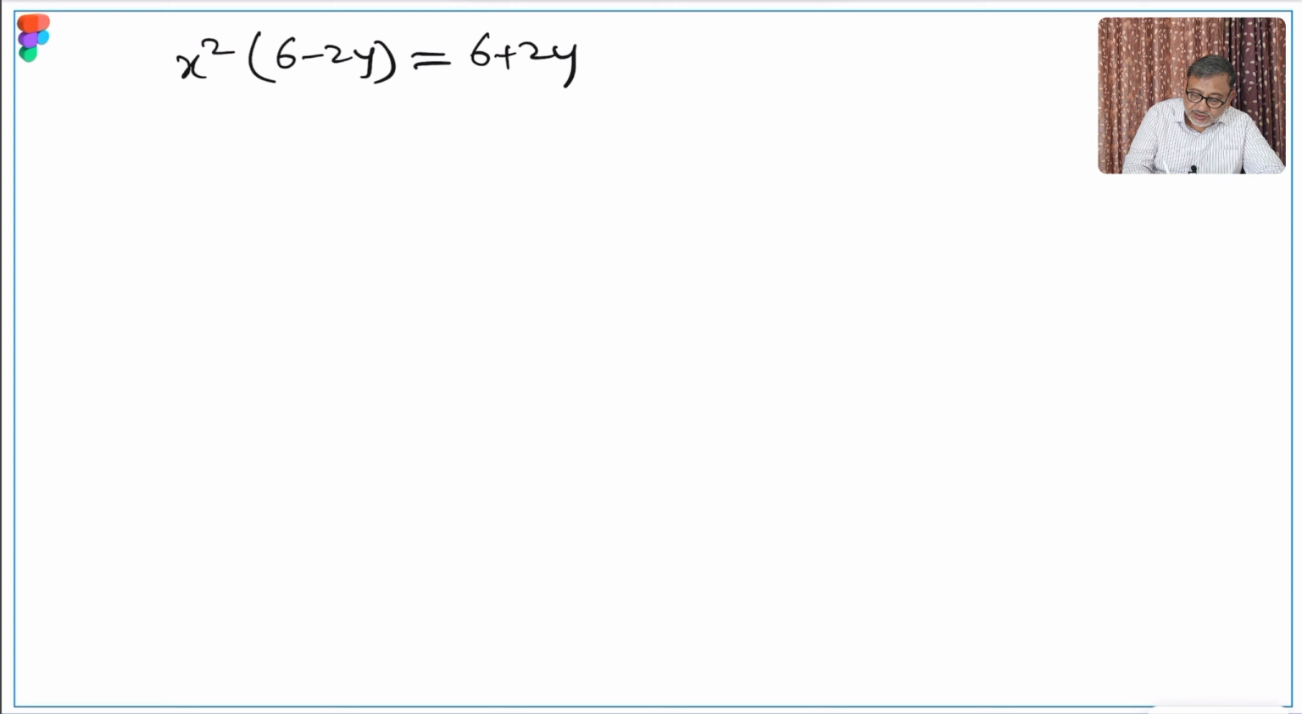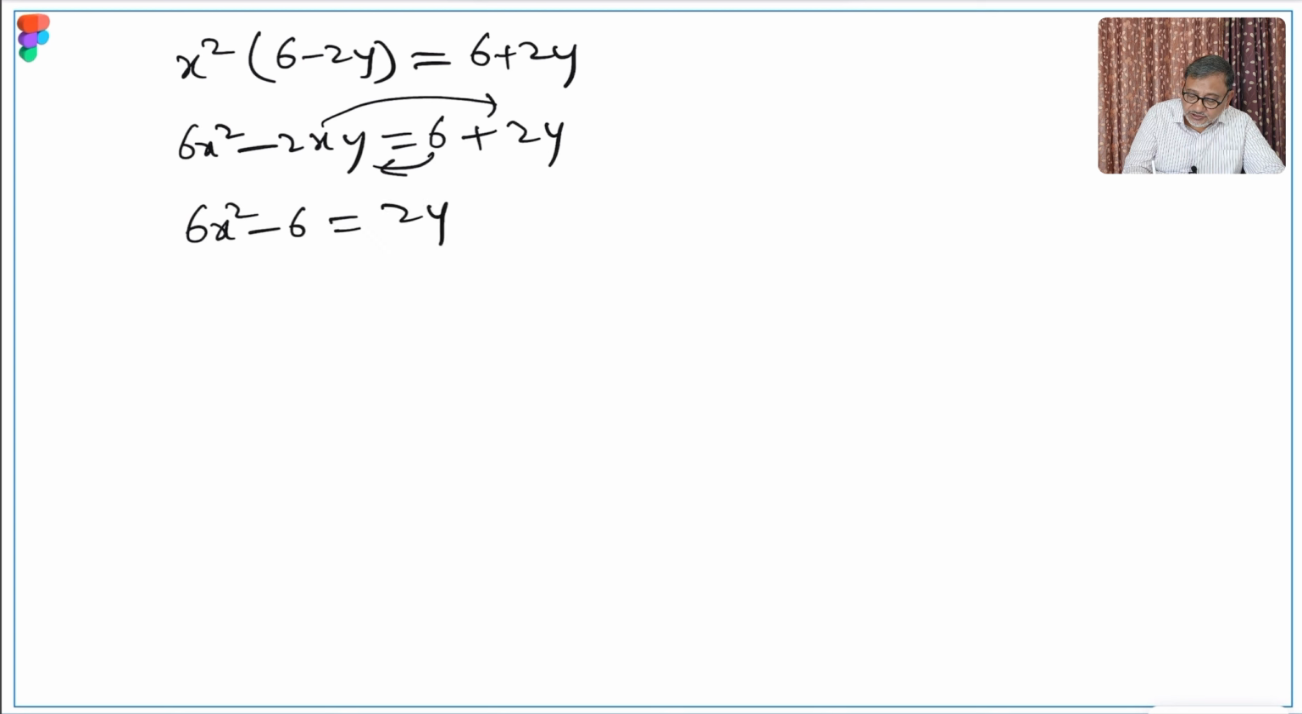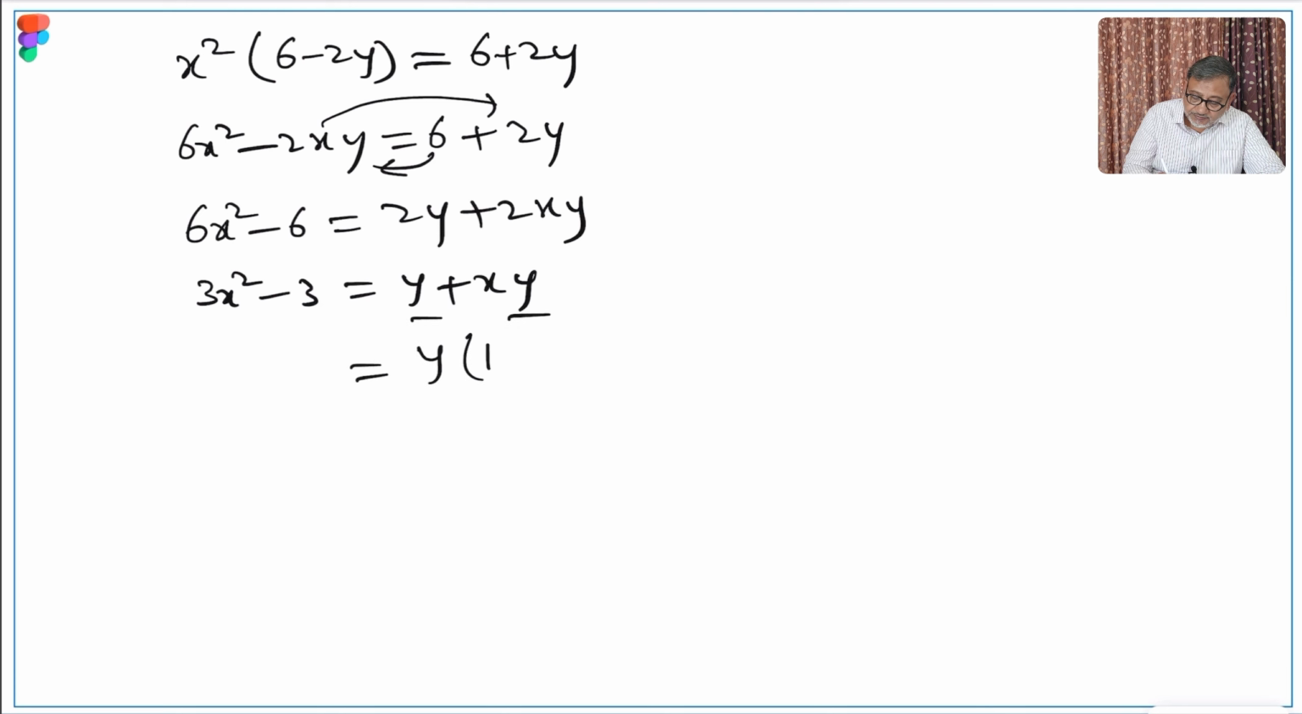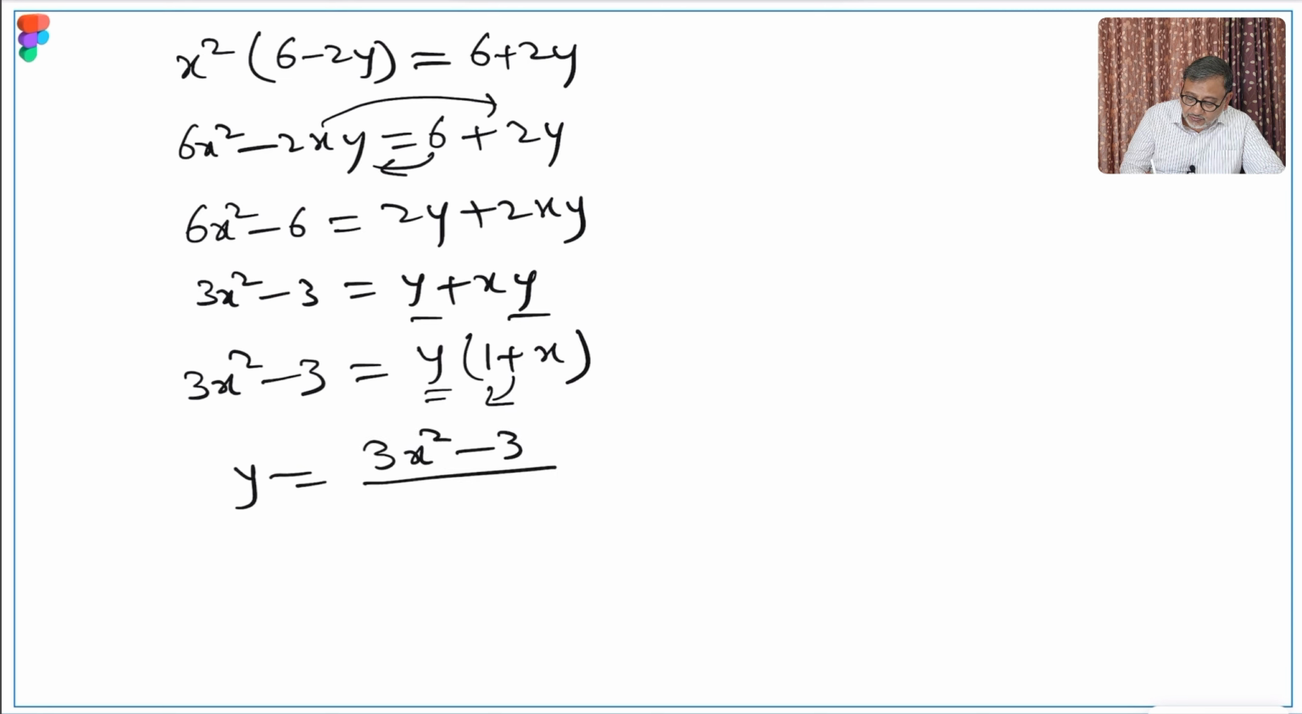So 6x square minus 2xy is equal to 6 plus 2y. Bring this there and bring 6 there here. So 6x square minus 6 is equal to 2y plus 2xy. Dividing by 2 we will get 3x square minus 3 is equal to y plus xy. Y can be common from here because we want to make y the subject. 3x square minus 3. Now y is equal to, divide by this. So 3x square minus 3 upon 1 plus x.